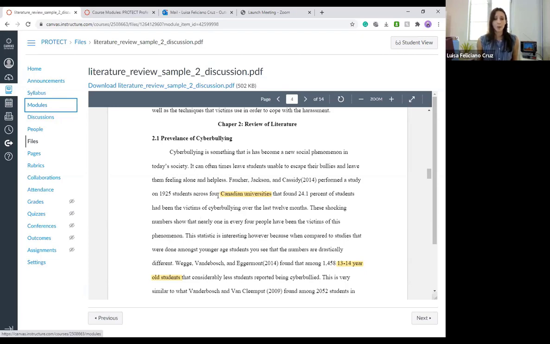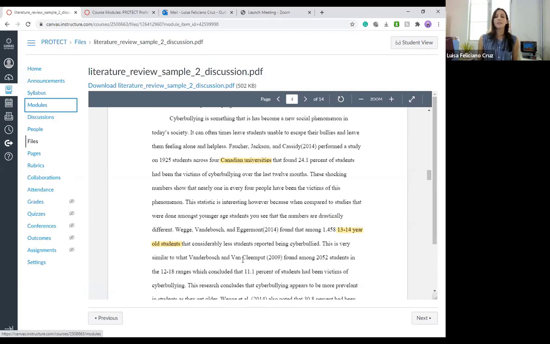And if you notice the parts that are highlighted, he's citing his sources, and he's talking about Canadian universities. And then back a bit lower, then it says 13 to 14-year-old students, so maybe middle school, high school. So we can see that he's comparing results from universities and schools. So he says, for example, that 24% of students were victims of cyberbullying, and then high school students, only 11% victims of cyberbullying. If you notice, these studies are from 2014, right?